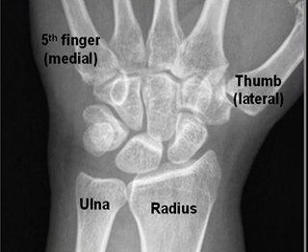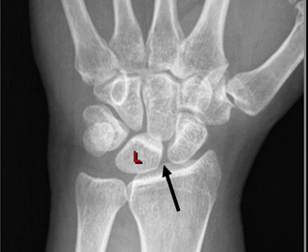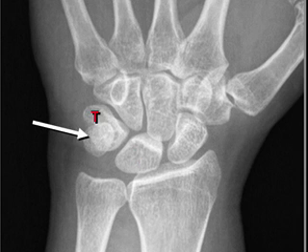To orient yourself, the thumb is lateral, the fifth finger is medial, the radius lateral, the ulna medial. The proximal carpal row from lateral to medial are the scaphoid or navicular, the lunate. The distance between the scaphoid and the lunate is usually less than 3 millimeters. The triquetrum overlies the pisiform, which is shown by the white arrow.